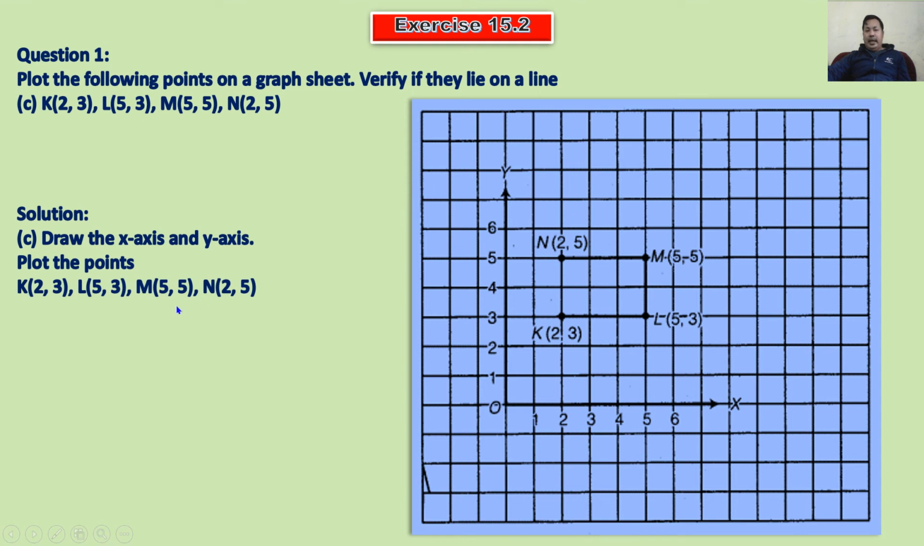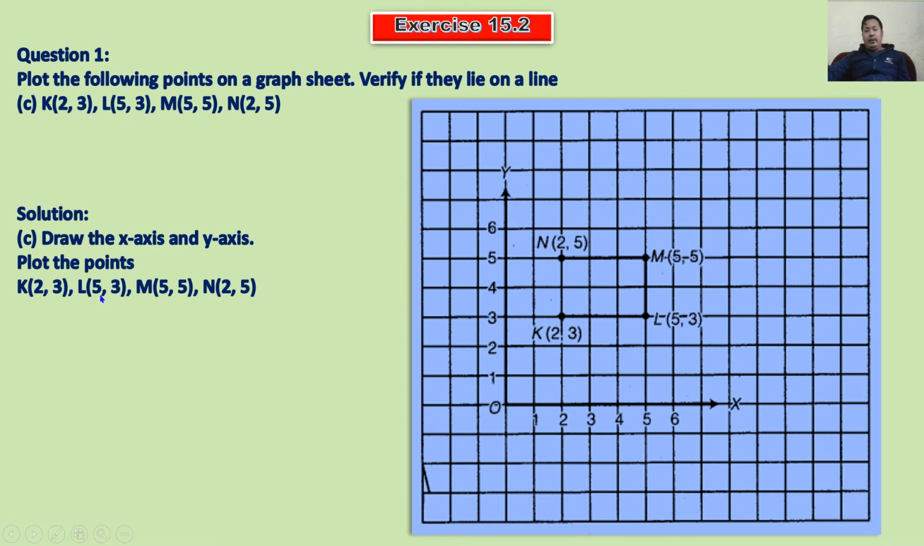K, you can see here, the coordinates are 2 and 3. That means the x value is 2 and the y value is 3. So from 2, we will get the point where it meets the value of y at 3, isn't it? Yes. So first put the coordinate K, 2 and 3, and next is L.